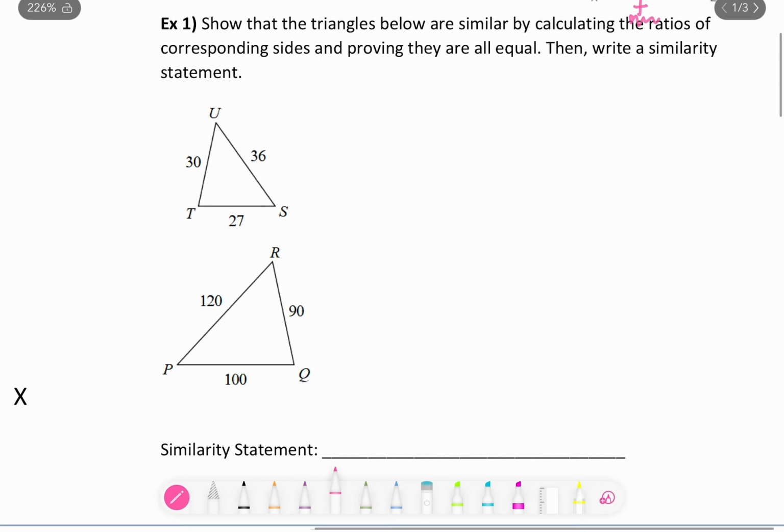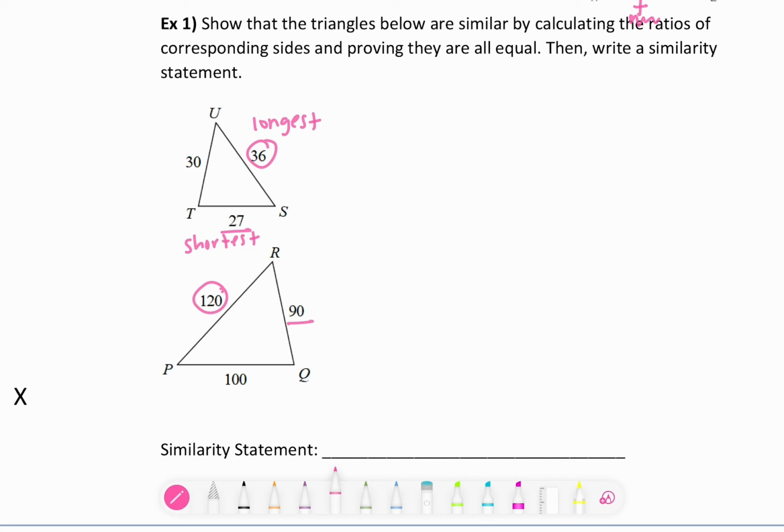Okay, so how do I know which sides are corresponding? This is what you do. Look at the size of the sides. If you look at the first triangle at the top, what is the longest side? The longest side is the side with the biggest number. Of course, that's US. That's 36. The longest side in the other triangle is 120. That's PR. Those correspond. Let's look at the shortest side in the first triangle. Between 27 and 30, 27 is shorter. And at the bottom, that's going to be RQ of 90. So we have the longest side, we have the shortest side, and we have that for both triangles.